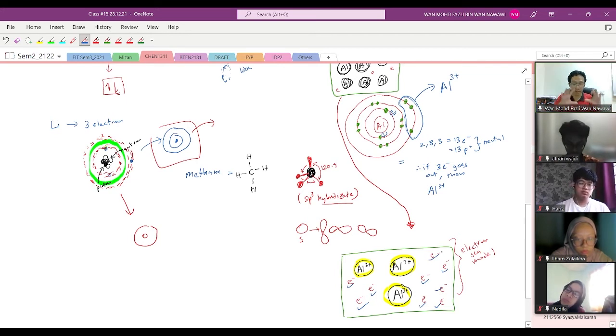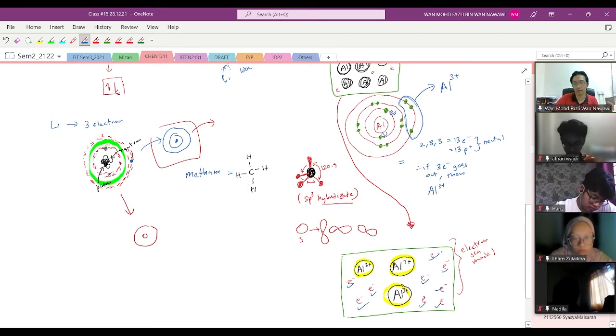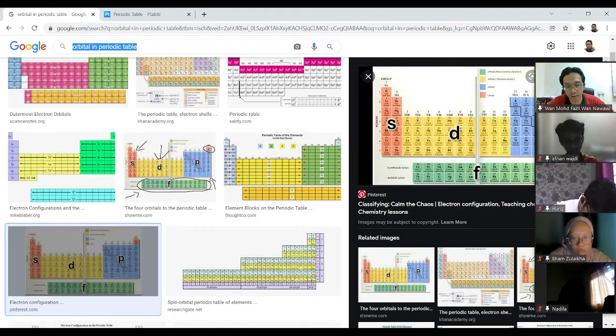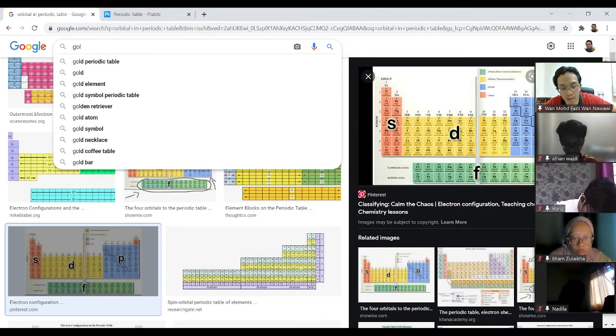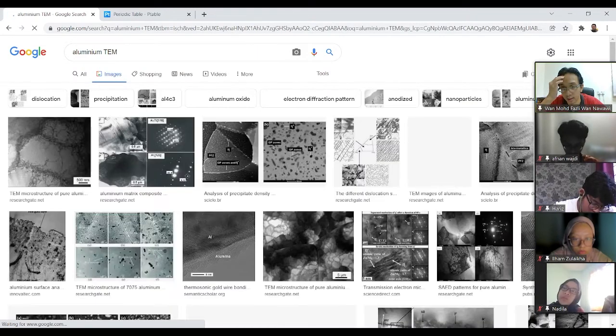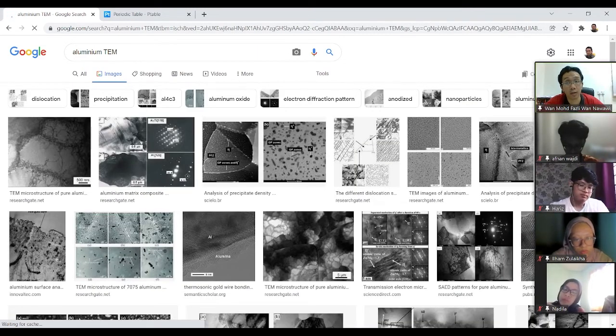In the metal, you don't see the covalent bond and so on. You don't see the ionic bond, whatever. So in the metal it's like this. You have atoms, they are arranged compactly with each other. So if I may, there is a picture of metal, let's say gold, or aluminium, TEM. TEM is just what we call the electron microscope.